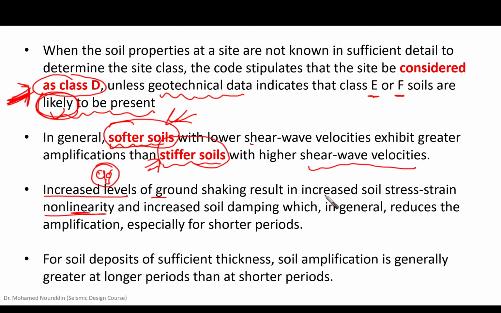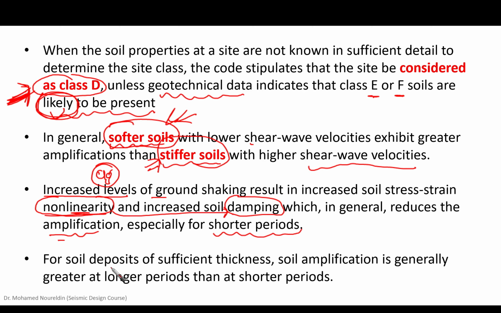You can understand it when you have soils, and these soils are going back and forth rapidly and quickly. They are going to experience nonlinearity, and this nonlinearity will lead to what? Exactly, soil damping. There is energy dissipation here. It's a natural energy dissipating phenomenon that takes place because of the nonlinearity of the soils. In general, this kind of damping reduces the amplification, especially for shorter periods.